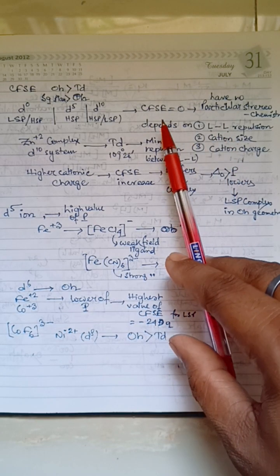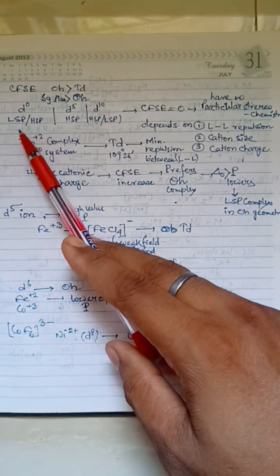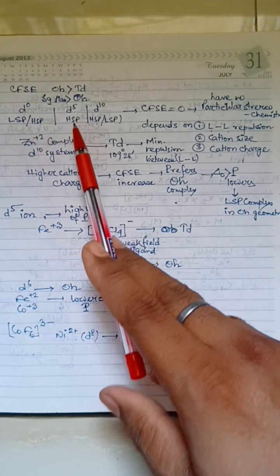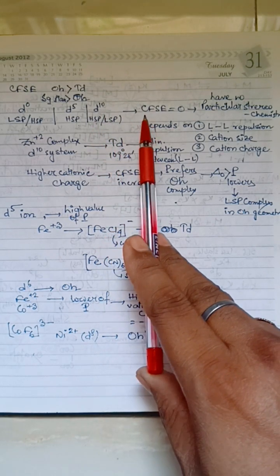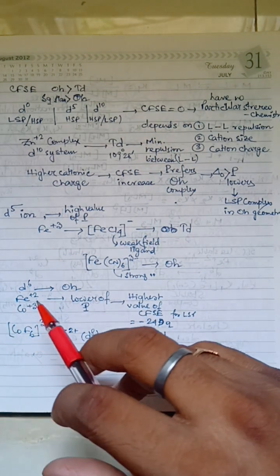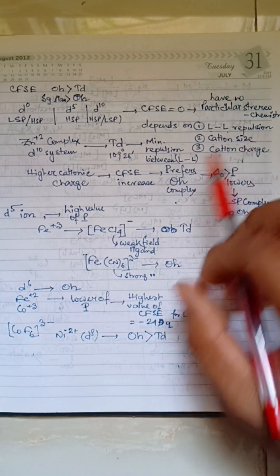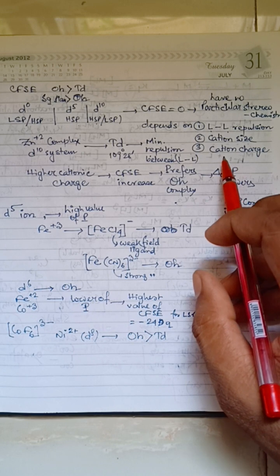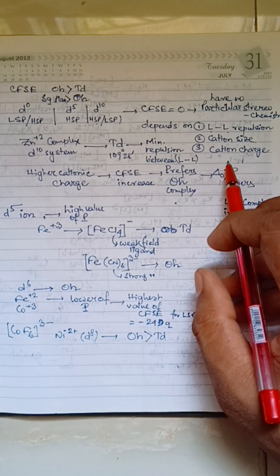If the CFSE, that is crystal field stabilization energy, for d0, d5 and d10, in particular low spin and high spin in the d0 system, only high spin in the d5 system, and both low spin and high spin in the d10 system, is equal to 0, then they have no particular stereochemistry, as the geometry depends on ligand-ligand repulsion, cation size, that means the size of the metal, and the cation charge, how much charge it carries, +2 or +3 or +1.